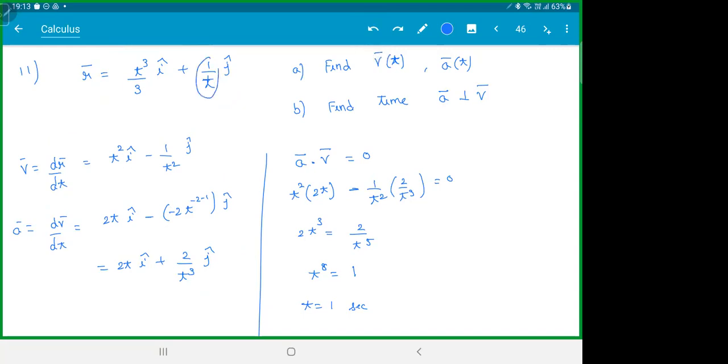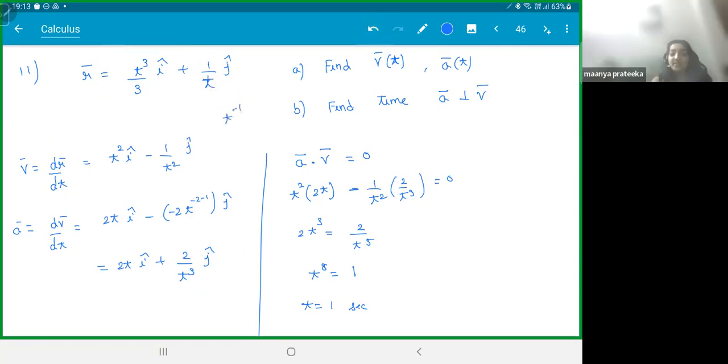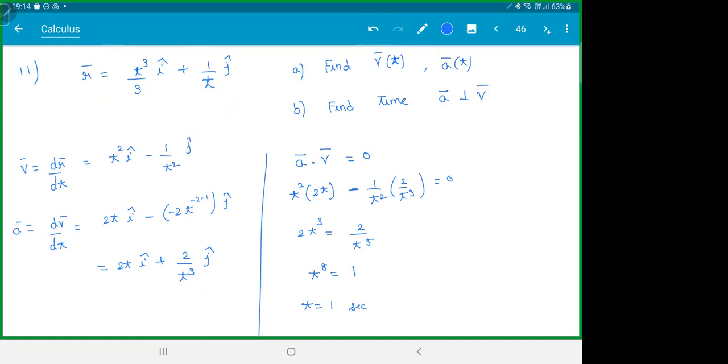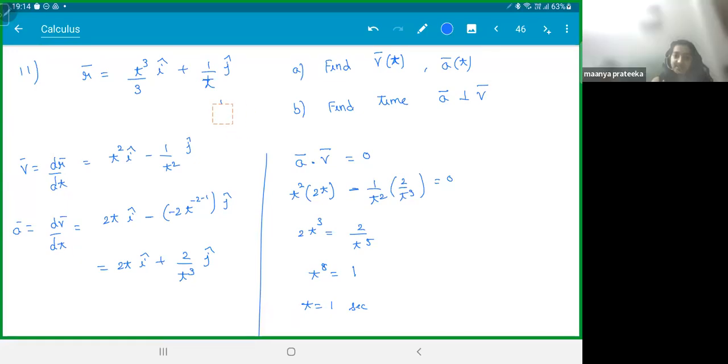1 by t ka differential, right? That is t power minus 1. It should not be 1 into 1. t power minus 1 differential is what? Minus 1 t power minus 1, na? So minus 1 by t square. Yes, sir, got it. Easy, everyone.